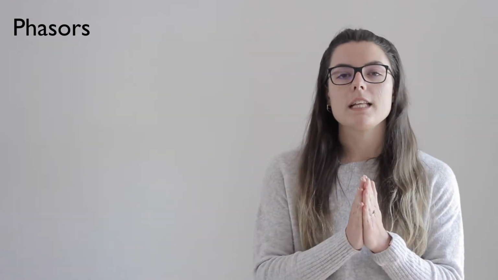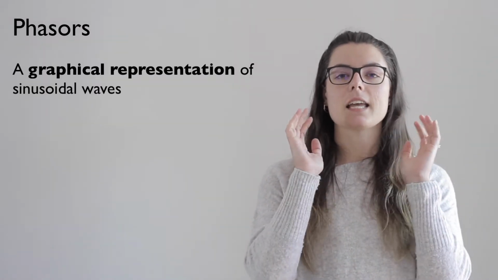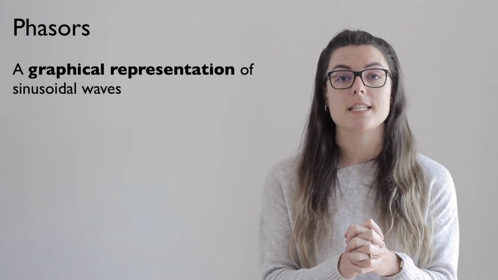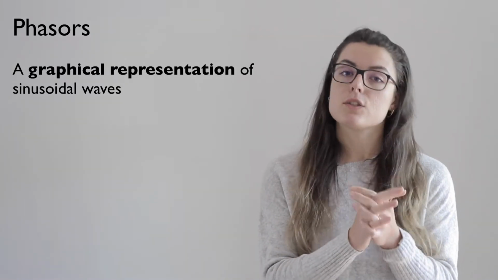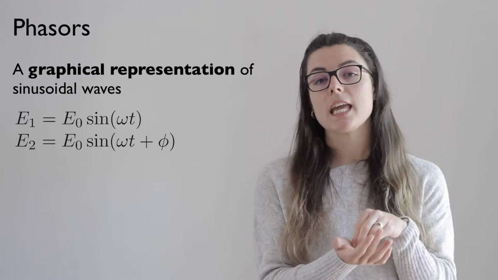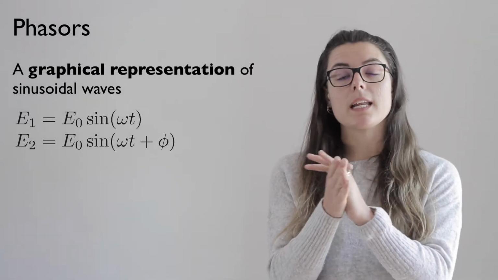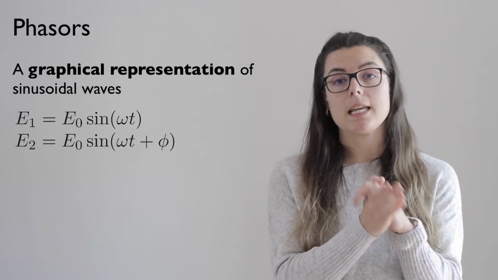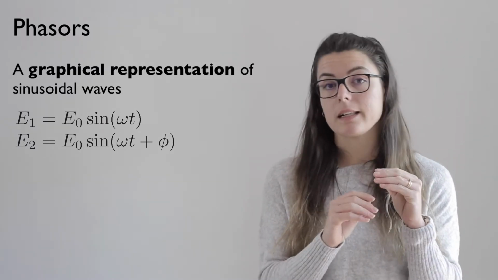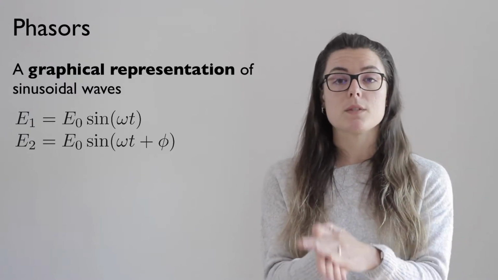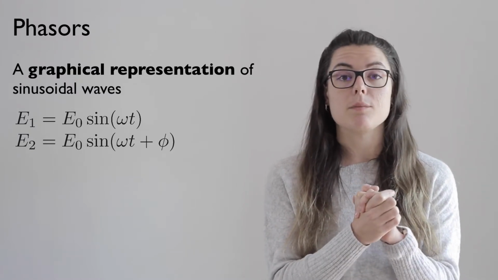Now, the thing I really like about phasors is that it is a graphical representation of how we can add multiple waves together. So consider adding two waves together. We might have E1 and E2. Now, E1 might have an equation of E1 equals E naught sine omega t, and E2 might be exactly the same but just have a phase difference. So it will be E2 equals E naught sine omega t plus phi.